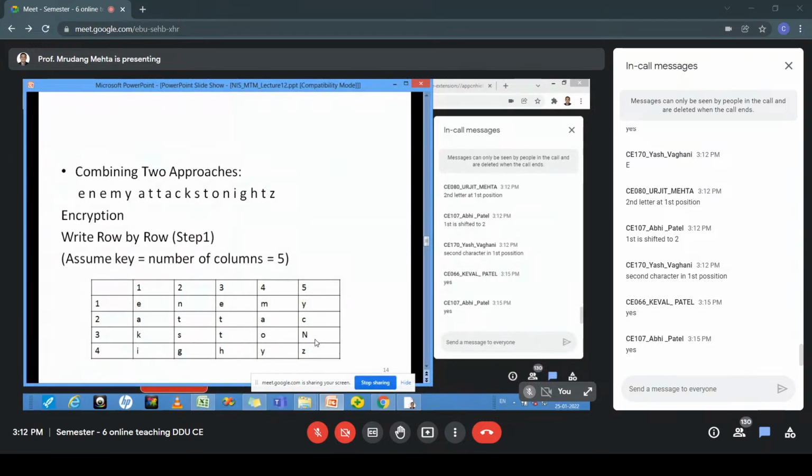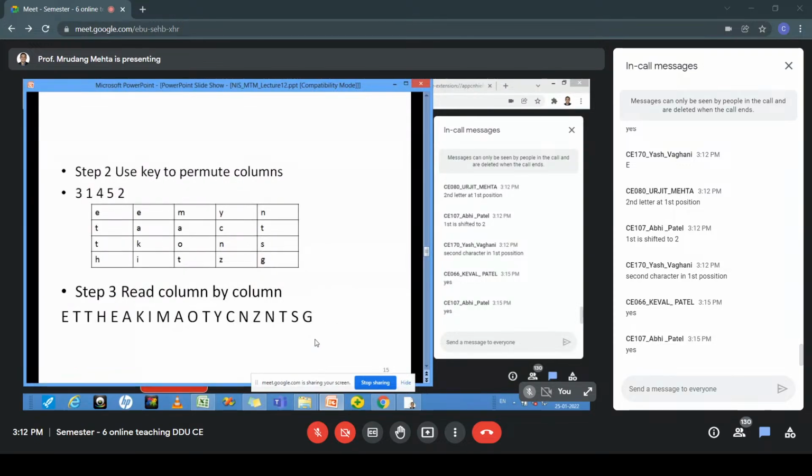So first we write it in rows, and it is assumed that the number of columns is 5, and that is why we are writing it in 5 columns. Is that clear? 5 columns.